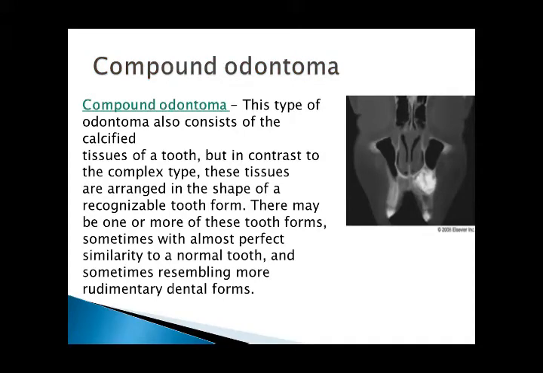Compound odontoma. This type of odontoma consists of calcified tissues, in contrast to the complex type. These tissues are arranged in the shape of a recognizable tooth form. There may be one or more of these tooth forms, sometimes almost perfect, similar to a normal tooth, and sometimes resembling more rudimentary dental forms.